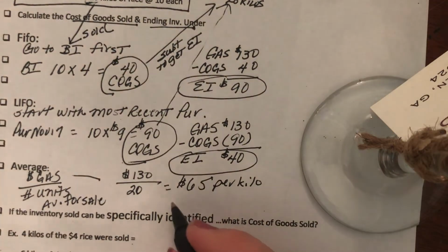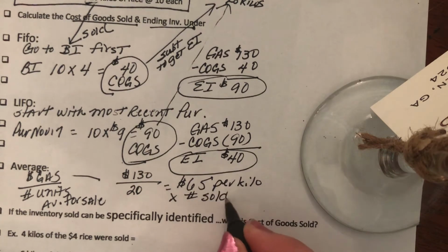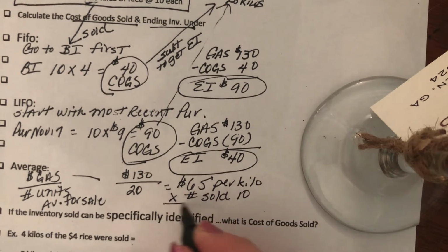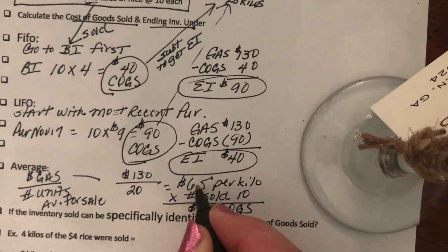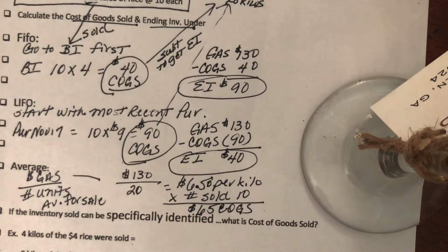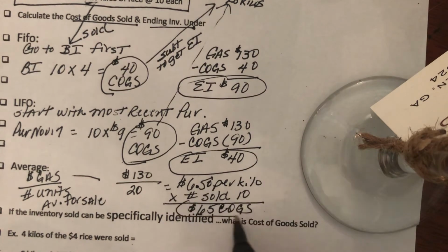And then you want to come and multiply that times the number sold. And in that case, it's going to be 10. So your cost of goods sold then is going to be $65. I'm sorry, and this should have been $6.50, not 65. So correct that, $6.50. Times 10 is $65 for cost of goods sold.